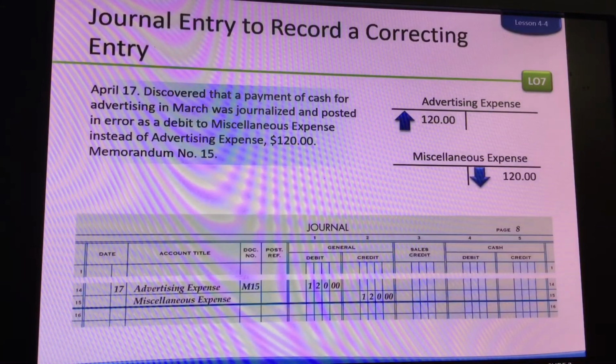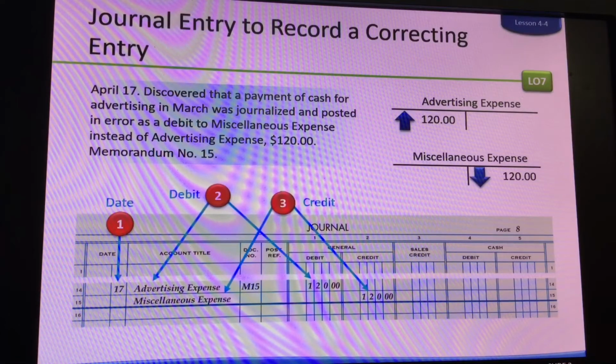In your journal entry, you will first write the date, which is the 17th, April 17th. The account titles are advertising expense and miscellaneous expense. Our document number is M15, and it'll be a debit on the advertising expense and a credit on the miscellaneous expense. No other correction will be necessary.